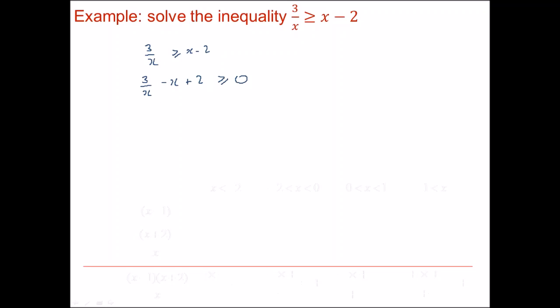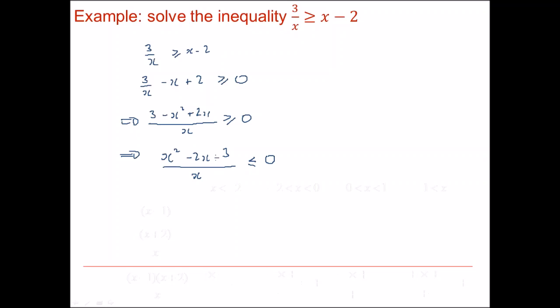Then combining the left hand side as a single fraction gives (3 minus x squared plus 2x) all over x is greater than or equal to 0. Now I prefer to have a positive x squared when I'm factorizing, so I'm going to rewrite that. Notice there that I've in fact multiplied through by -1, so the sign is going to change from greater than or equal to, to less than or equal to.